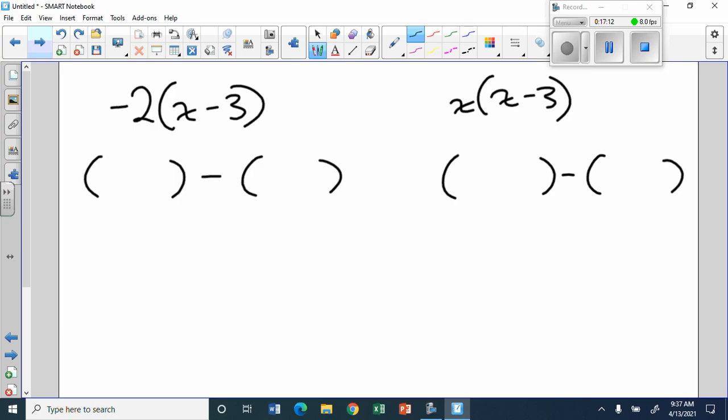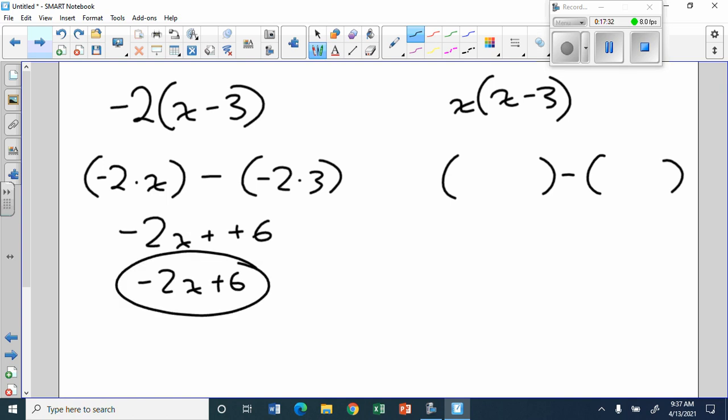Camilla, on the first one, what am I distributing? -2. So it's -2 times x, minus is there, -2 times 3. -2 times x is -2x minus, -2 times 3 is -6, minus minus becomes plus, so -2x plus 6. That would be the answer. One step at a time. Do you understand why it's a plus? Good. Did you do the same thing, Sebastian? Hey, you were close. Both of you were close.